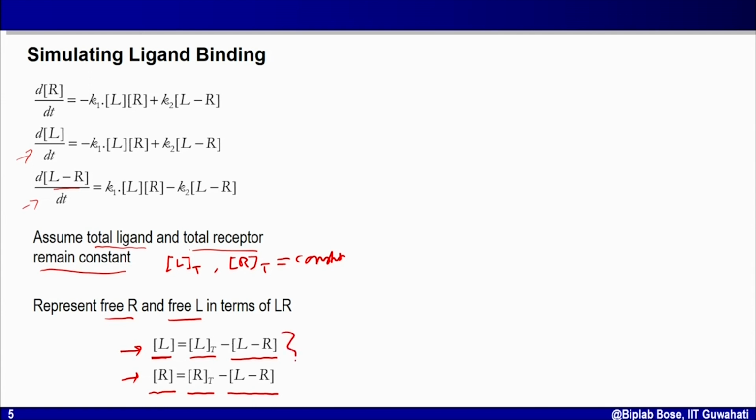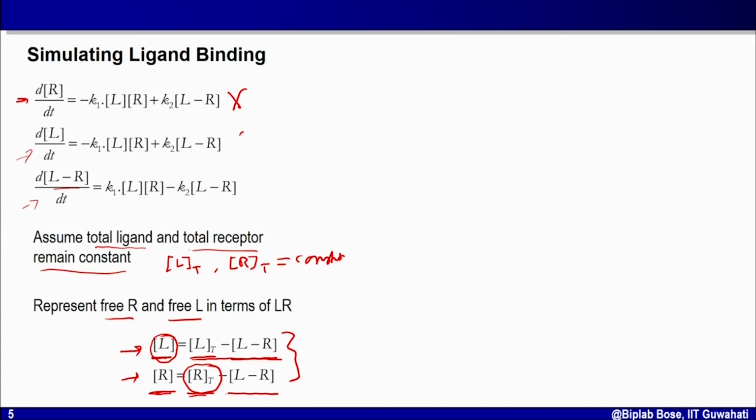So once you have these conservation rules, then what can I do? See, in this case, L can be replaced by LT minus LR. LT is a constant, so I don't require a differential equation for LT. R, for which you have a differential equation here as dR/dt, can be replaced by RT minus LR. Again, RT is constant, so I don't require an ordinary differential equation for RT. So I am left with one dependent variable, that is LR, the concentration of the complex. That means I don't require the ordinary differential equation representing the rate of change of free receptor.